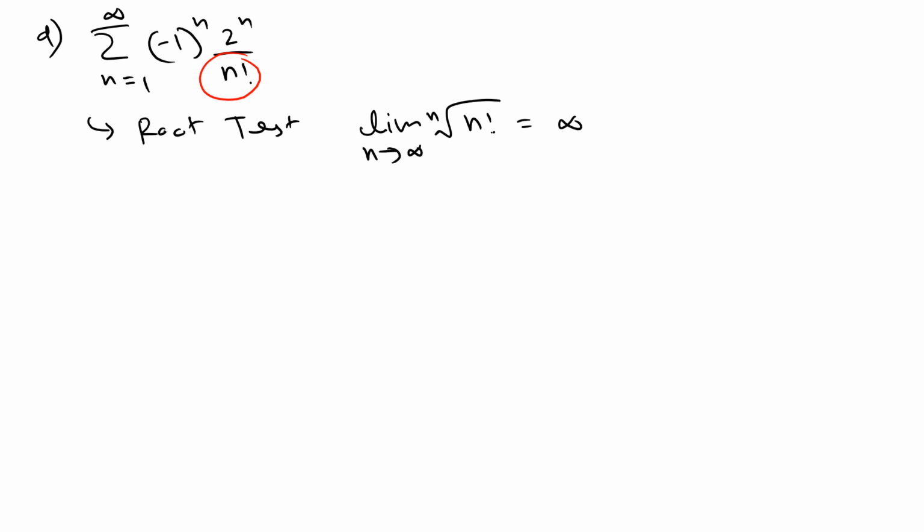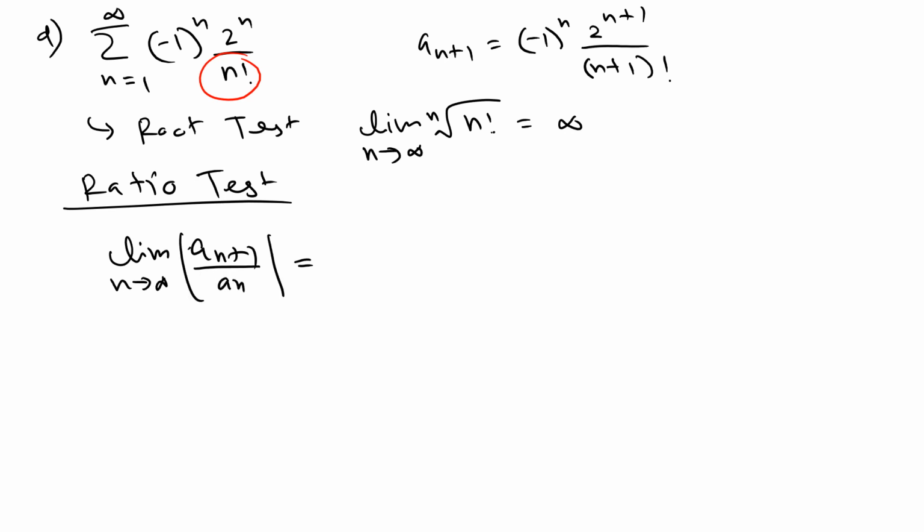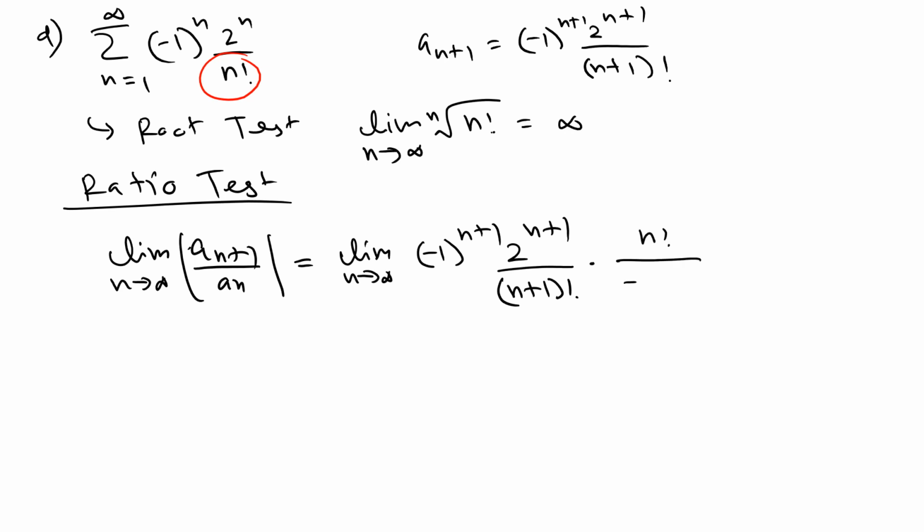So let's use the ratio test first, and then I'm going to show you how to use the root test for this problem. For the ratio test, we need a_(n+1), which is (-1)^(n+1) 2^(n+1) over (n+1) factorial. We calculate rho, which is the limit as n goes to infinity of the absolute value of a_(n+1) over a_n, so we write it upside down with n factorial over (-1)^n 2^n.